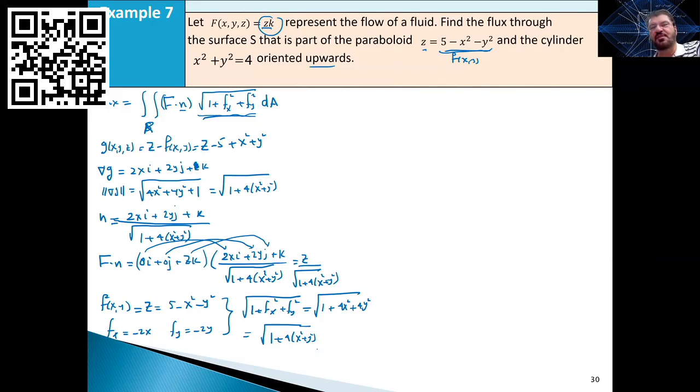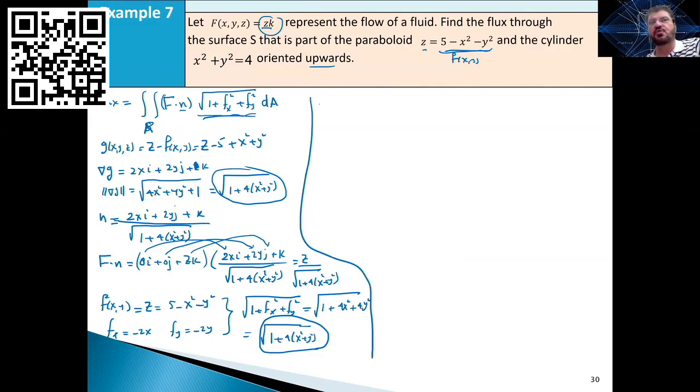What did I say a minute ago? This must match the gradient. So now what do we say, guys? So F dot n times the square root of 1 plus fx squared plus fy squared. Who should remain? Okay, where is F dot n? F dot n is this. When I multiply it by this, what's left? Nothing but z.